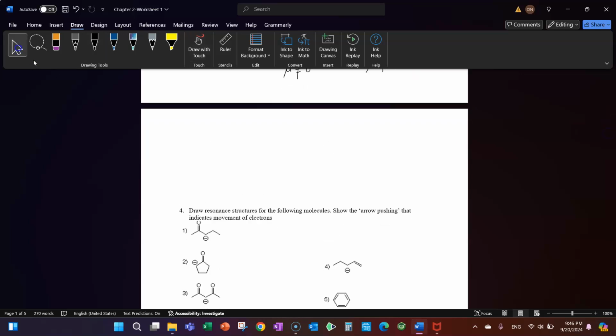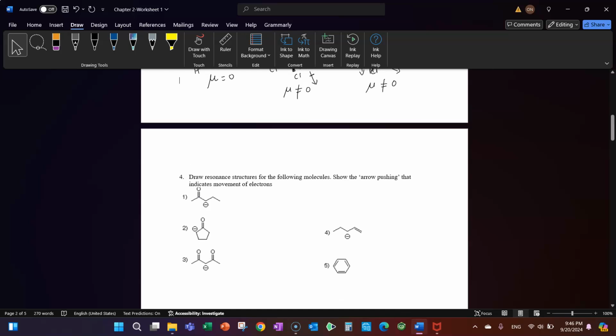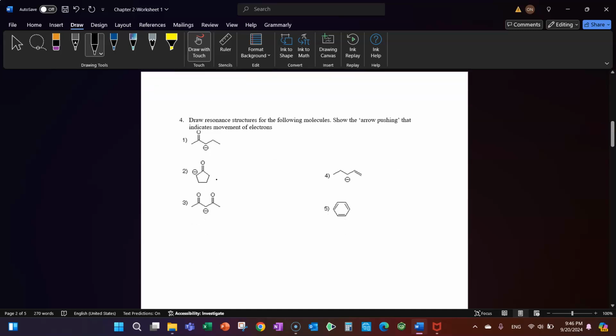Now the next one is regarding drawing the resonance structure. Here we have a few molecules where charges are given. Some molecules have charges, some do not. So the first one is, we can redraw the molecule here so that we have a better idea of that.